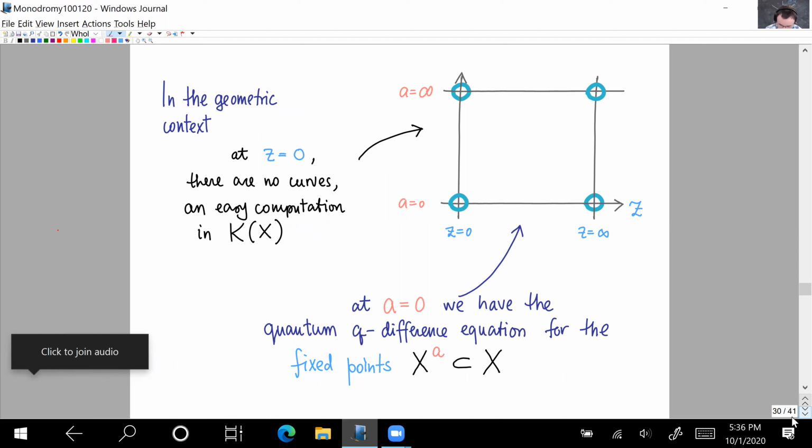And so in the geometric context, for instance, the two extreme sides, the simplifications you find are the following. If my variable is the curve counting variable and I kill that variable, there are just no curves, so I'm not counting any curves. I've set that variable to 0, which means all terms of positive degree are gone, and I'm just doing the old computation in K-theory. So that's easy. And if I set the equivariant variable to 0, that's the same as doing the quantum difference equation for the fixed locus of the corresponding torus action.